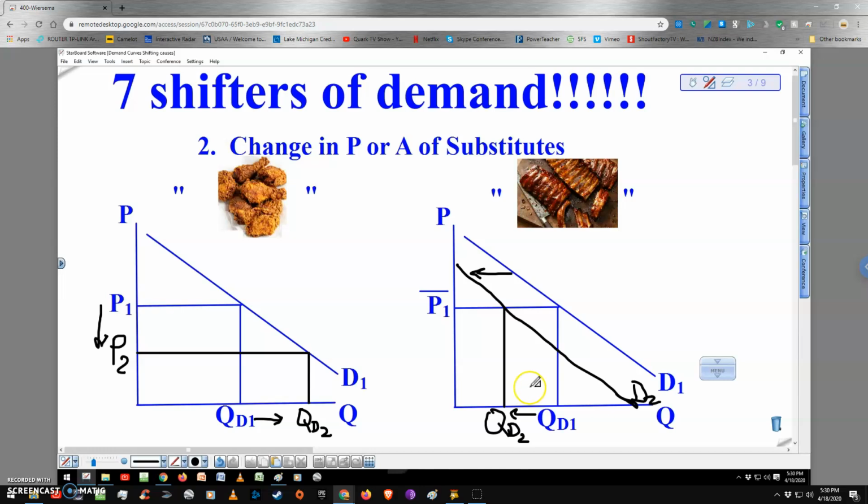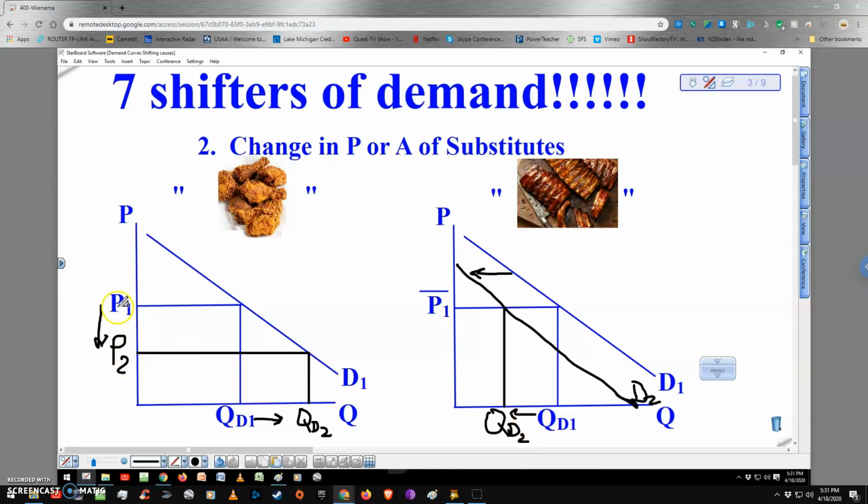I'd like to point out that in a substitute situation, if you were to graph both, you only should have to graph this one, but if you were to graph both, notice that the QDs move in opposite directions. See, in the opposite directions? Because if one increases the substitute, you're going to use more of it and less of that.